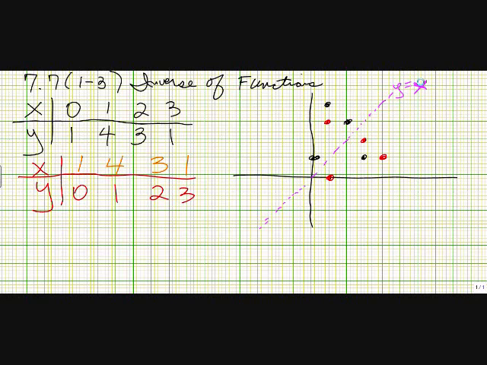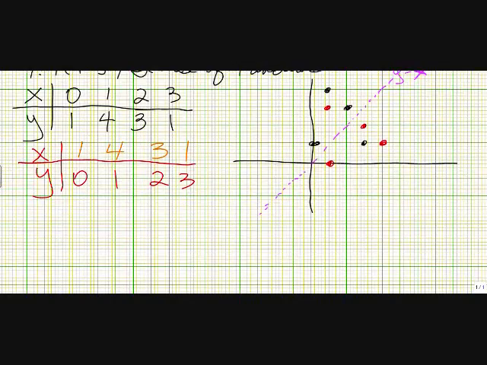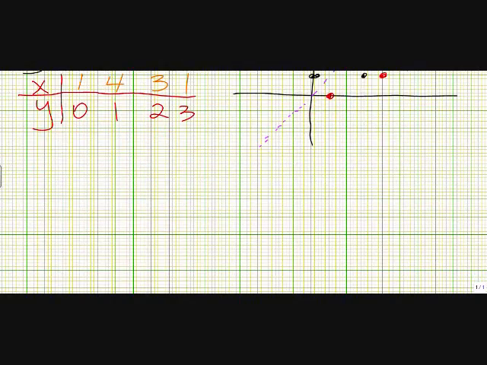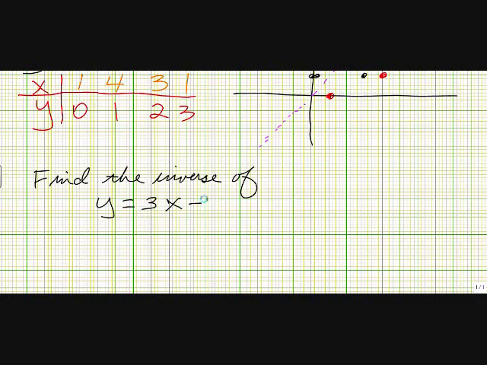Okay. All right. Now we won't always get points. Sometimes we'll get functions. So let me find the inverse of y equals 3x minus 10. So if I just have this as an equation, I still exchange the x for the y. So the inverse is x equals 3y minus 10.